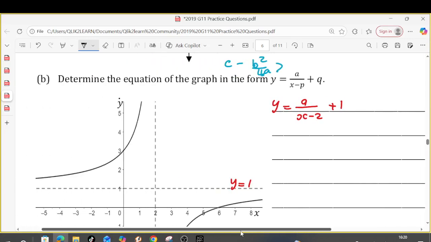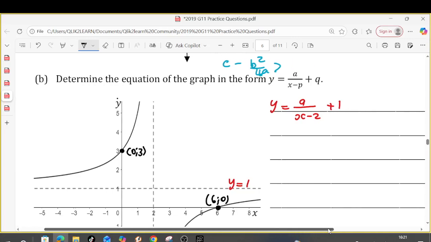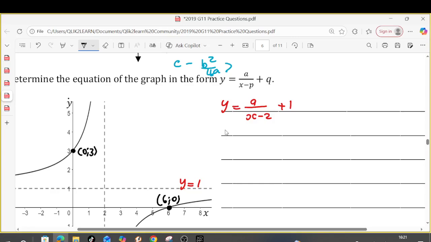A. So to find the value of a, we can use any point. I'm going to choose this point here because I can see that this point is 0 and 3. Someone can prefer to use this point here, which is 6 and 0. It's up to you which point you want to use. I'm just going to take 3 and 0. Where there's y, I need to put 3, and this is a over where there's x, I need to put 0.